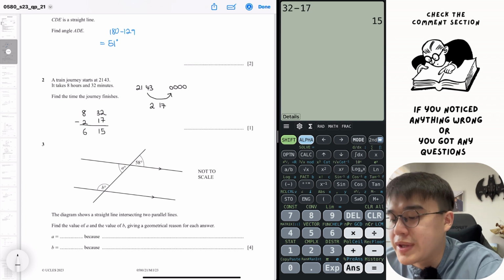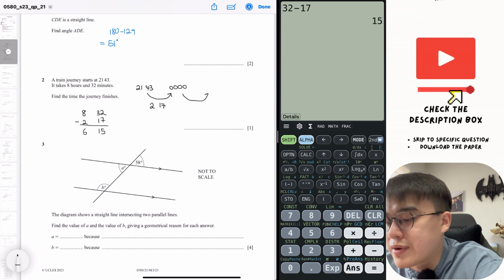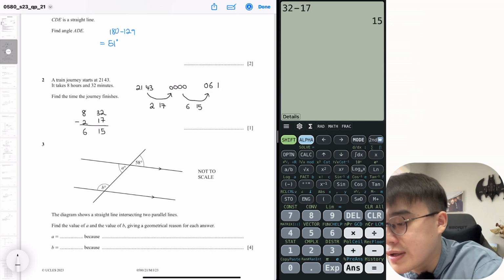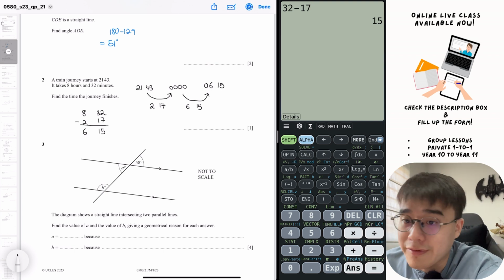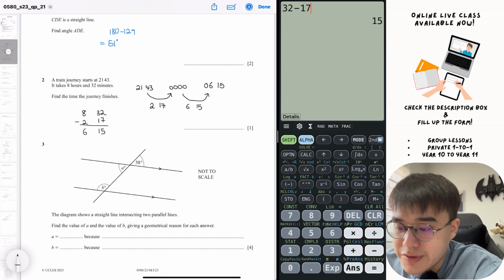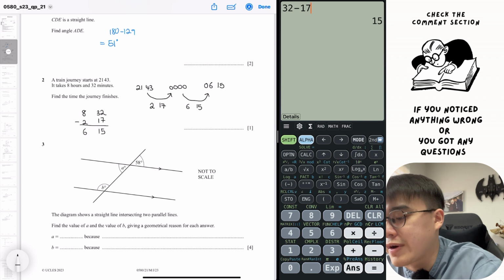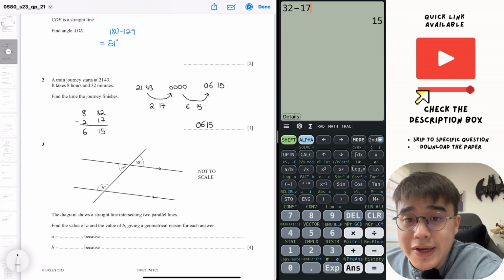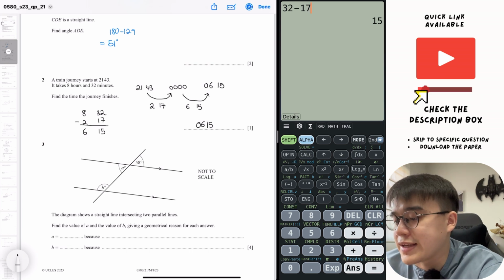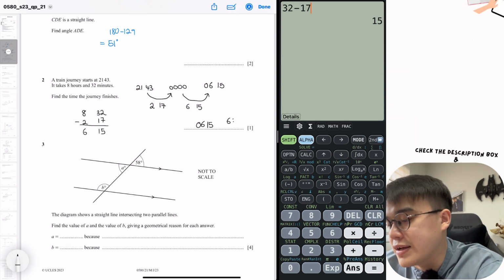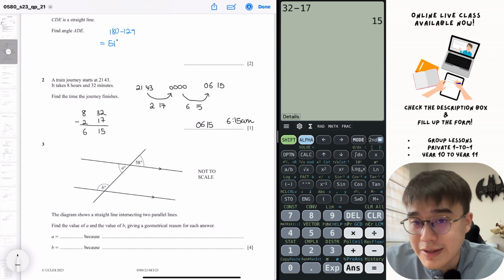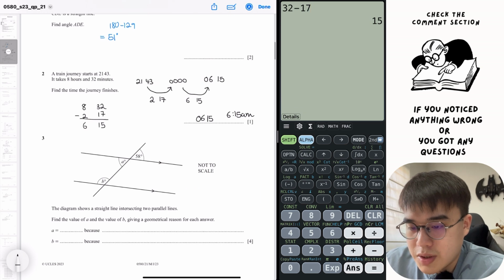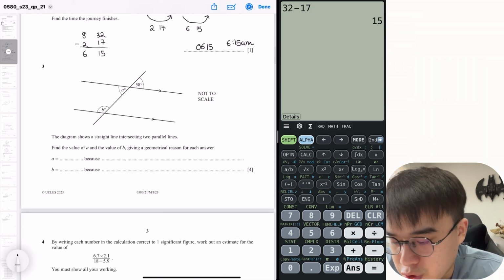Which means you have to go through another 6 hours and 15 minutes, which the time is actually early in the morning, 0615. Since they're using 24-hour format, I will be writing 0615. If you were to use the AM PM method, make sure you specify that it is 6:15 in the morning. Okay, so that's pretty much it for this question. Moving on to question number 3.